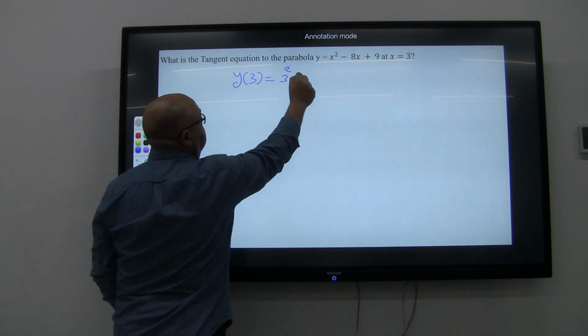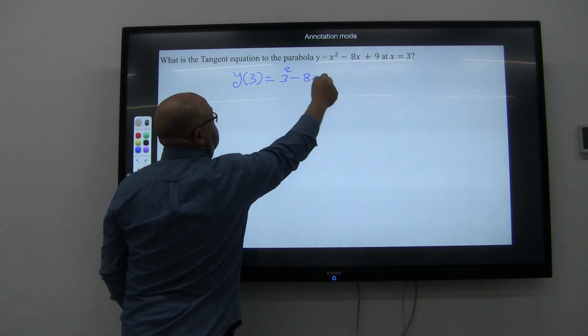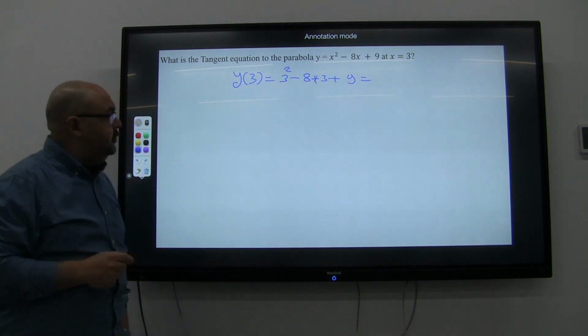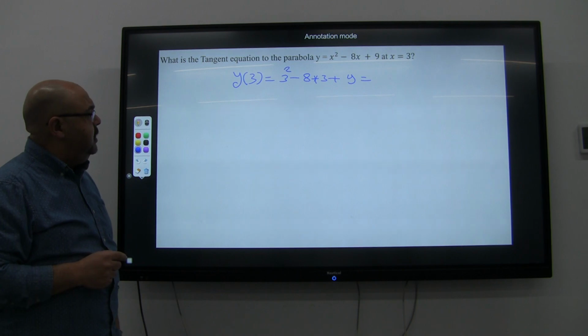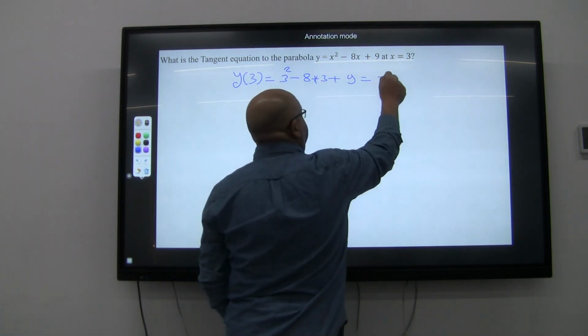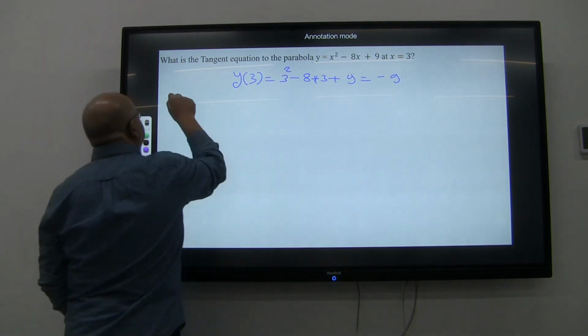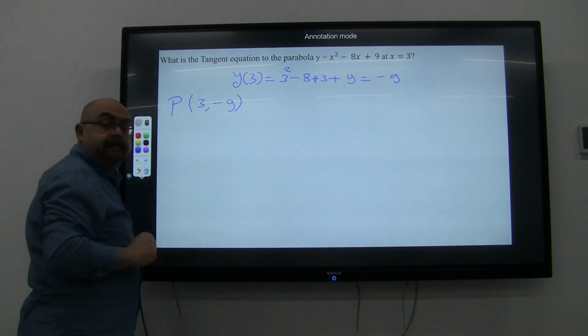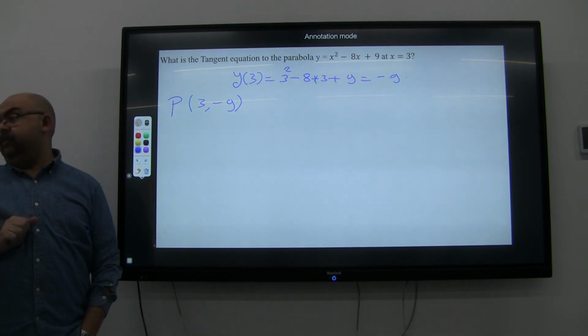to the power of 2 minus 8 times 3 plus 9. 3 to the power of 2 is going to be positive 9, positive 9 plus 9 is going to be 18, minus 27. I think it's going to be negative 9. Isn't that right? So this is my point, if I haven't made a mistake in the substitution: 3 and negative 9. So this is step number 1.